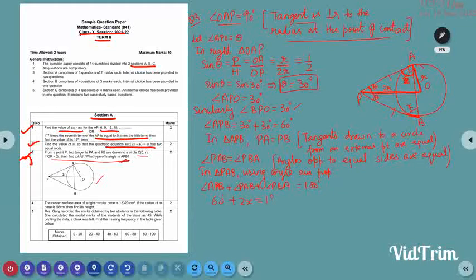So in this triangle, all the three angles are equal to 60 degree. All three angles are 60 degree. Therefore, this triangle APB is an equilateral triangle. So PAB or APB or whatever the name of the triangle, this triangle is an equilateral triangle.